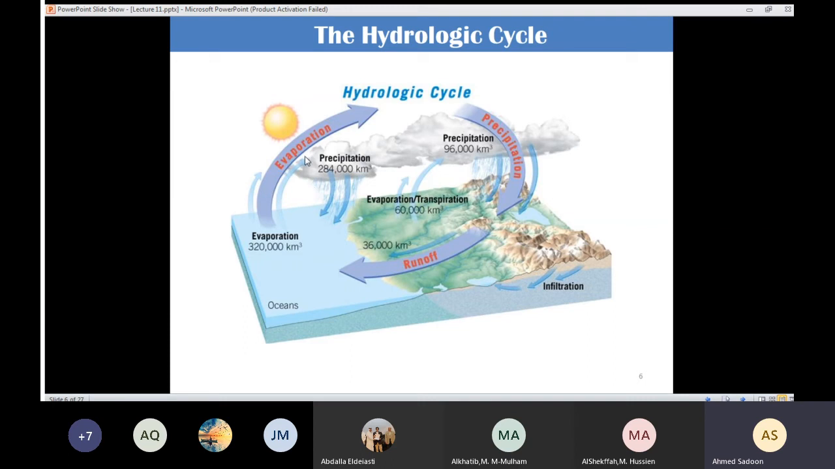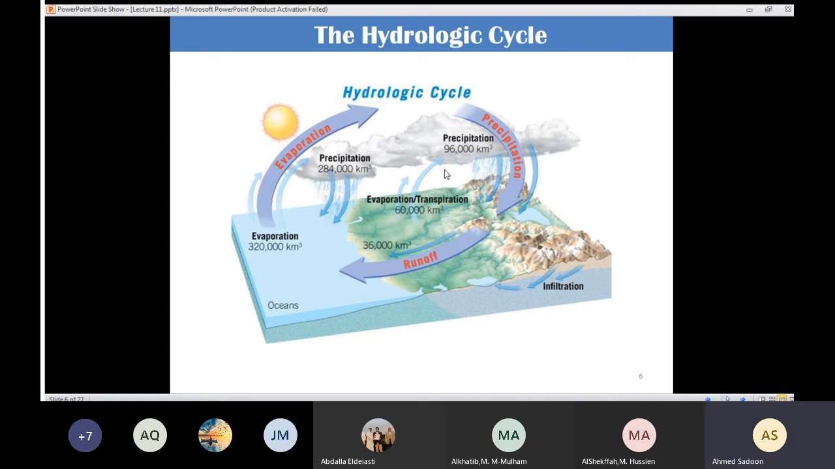Okay, then the vapor will condense and form clouds, and then in certain conditions precipitation will take place, which means the vapor will change again to liquid. The precipitation may fall into the ocean or onto the ground. In that case, we call it runoff, or it could infiltrate inside the ground, and we call this infiltration.